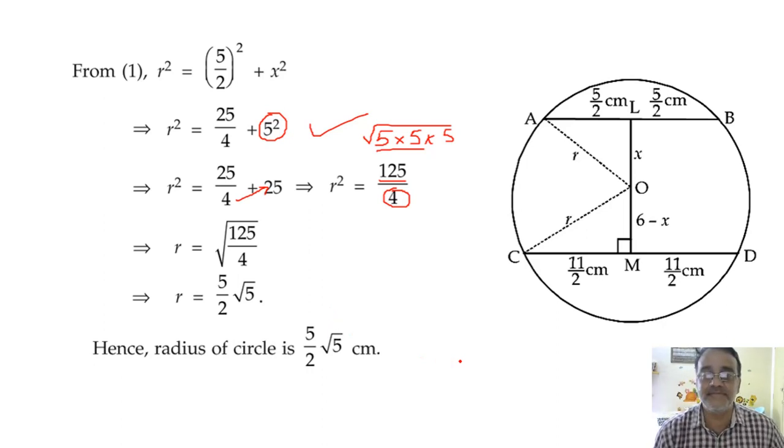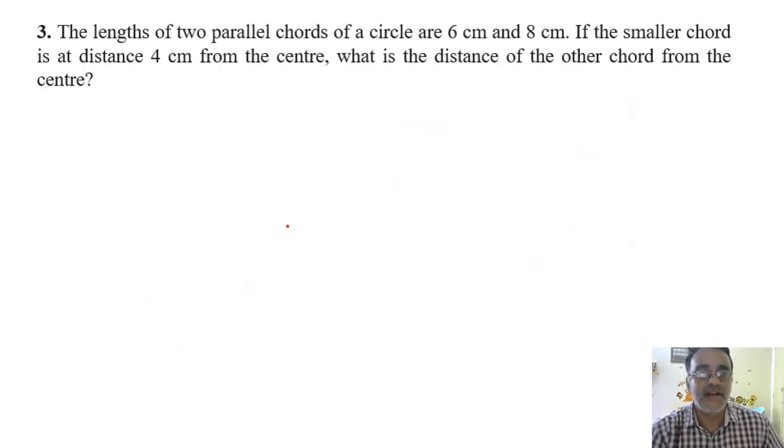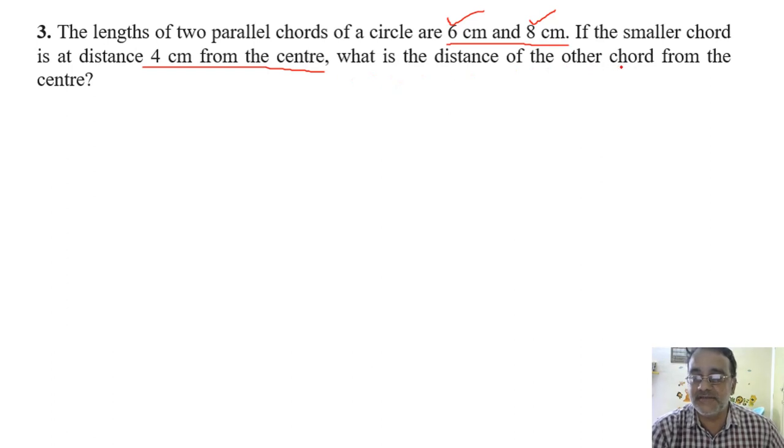question? No, sir. Okay. Now we'll move towards the next question. The lengths of two parallel chords of a circle are 6 centimeter and 8 centimeter. 6 centimeter is the smaller chord and 8 centimeter is the larger chord. If the smaller chord is at a distance of 4 centimeter from the center, what is the distance of the other chord from the center?